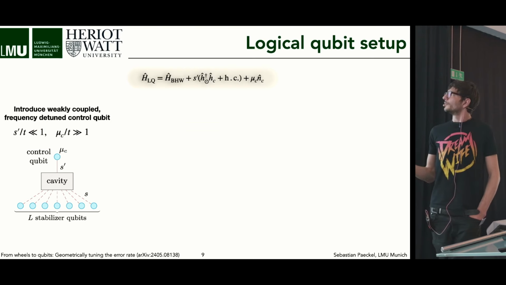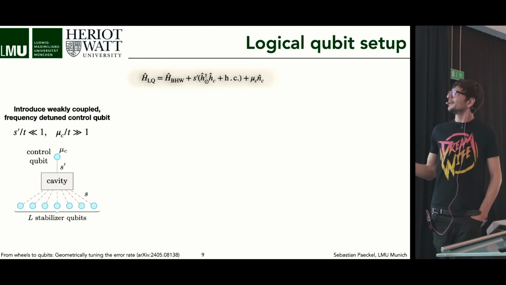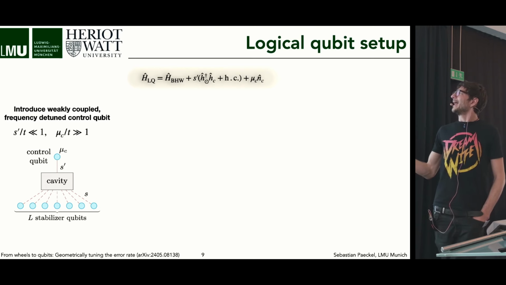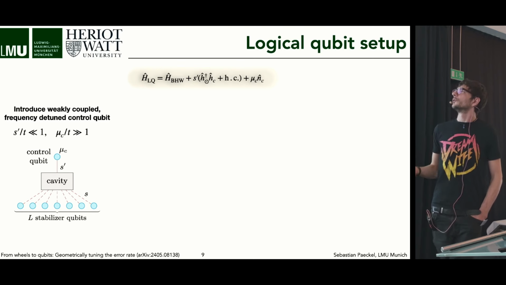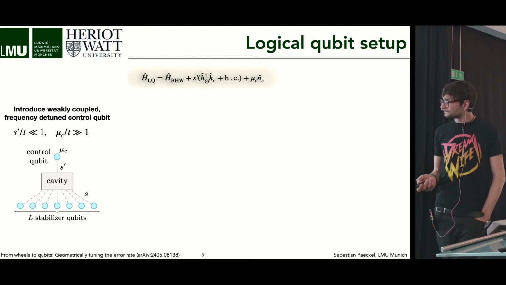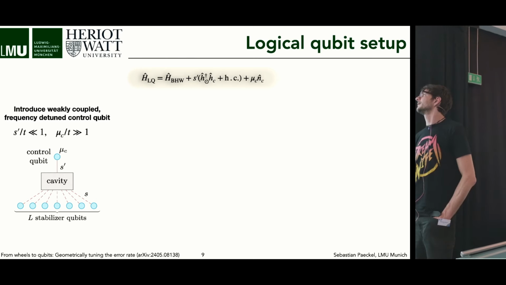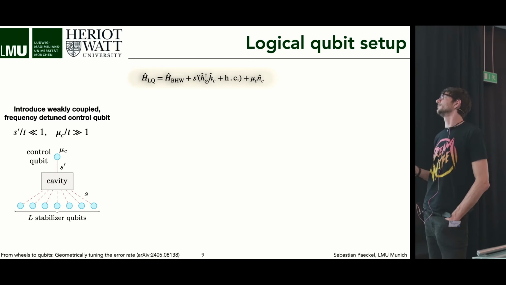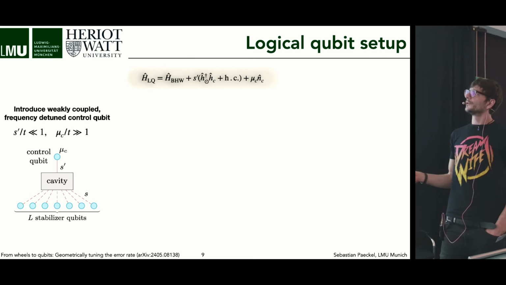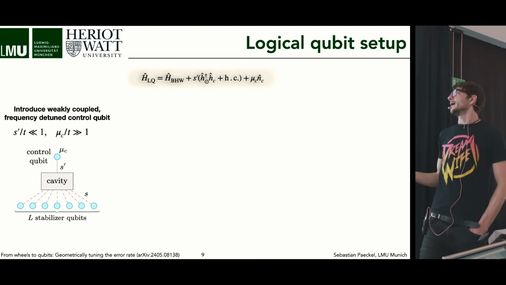OK, now we have an equation. This is the Bose-Hubbard wheel Hamiltonian, which you hopefully can imagine. And we are now adding, coupling the control qubit. We also introduce a frequency detuning of the control qubit. This can be implemented theoretically by a chemical potential. And due to this frequency detuning, we would most probably also practically only realize very small couplings between the cavity and the control qubit. But that's OK. So for now, we're working in the limit where this control qubit is coupled very weakly to the cavity and it's frequency detuned.